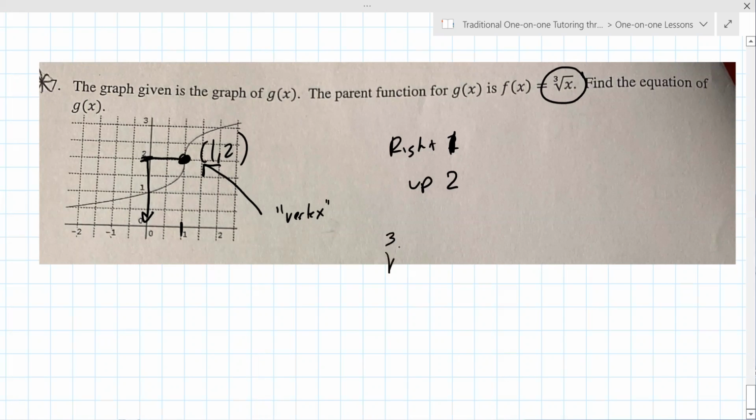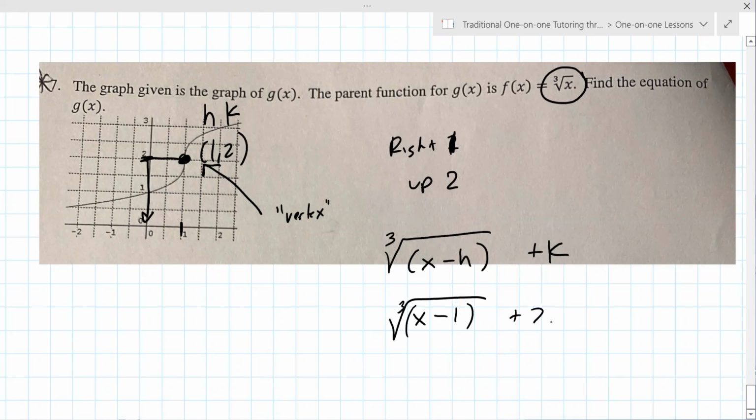It's a little bit hard here, but I almost just have to give this to you. It's the cube root of x minus h, plus k, where this is your h and your k. The horizontal transformations are inside the function, the vertical ones are outside. This mapping helps you figure that out, because h is really 1, so it's the cube root of x minus 1, plus 2.